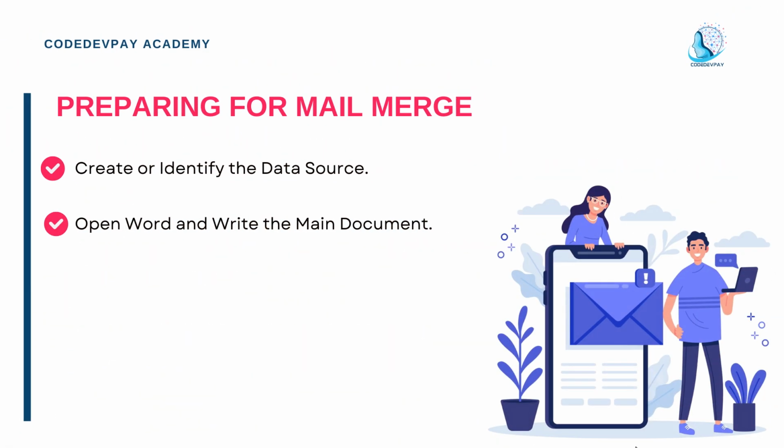Preparing your data source. Before we start merging, let's set up the data. In Excel, create a simple table. Use column headers like first name, last name, address, and so on. Each row should represent a person you're sending to. Make sure you save the file and close it before switching to Word. After that, open Word and write the main document.